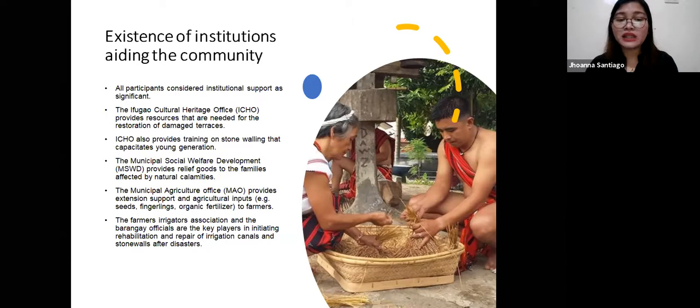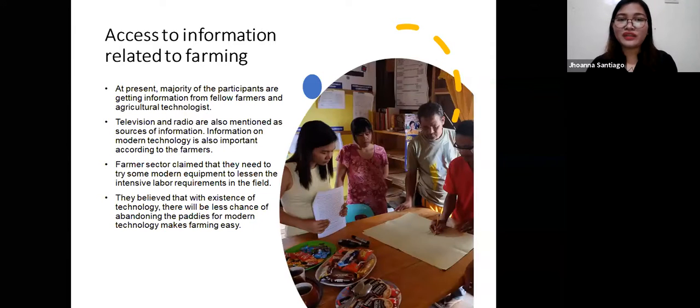And lastly, the farmers are organized and they are members of the Farmers Irrigators Association, and they are initiating the rehabilitation and repair of irrigation canals and stone walls after disasters. So next is the access to information related to farming. So here in this photo, you can see the participants of the focus group discussion, composed of the Irrigator Association president, the women's group, and other members of the people's organization.